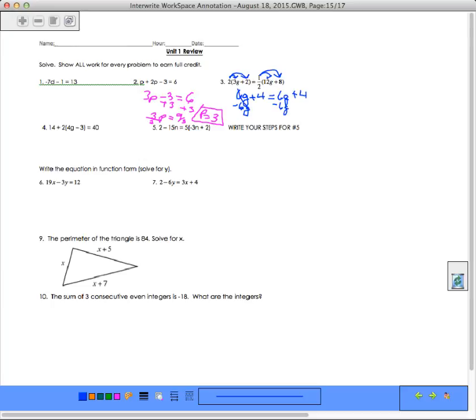Only a weird thing happens. They cancel on both sides, and I'm left with 4 equals 4. Remember, sometimes we end up with the special circumstances, which, if it's true, is all real numbers, like 4 equals 4. Or if I ended up with like 2 equals 4, something that's not true, I would say no solution.